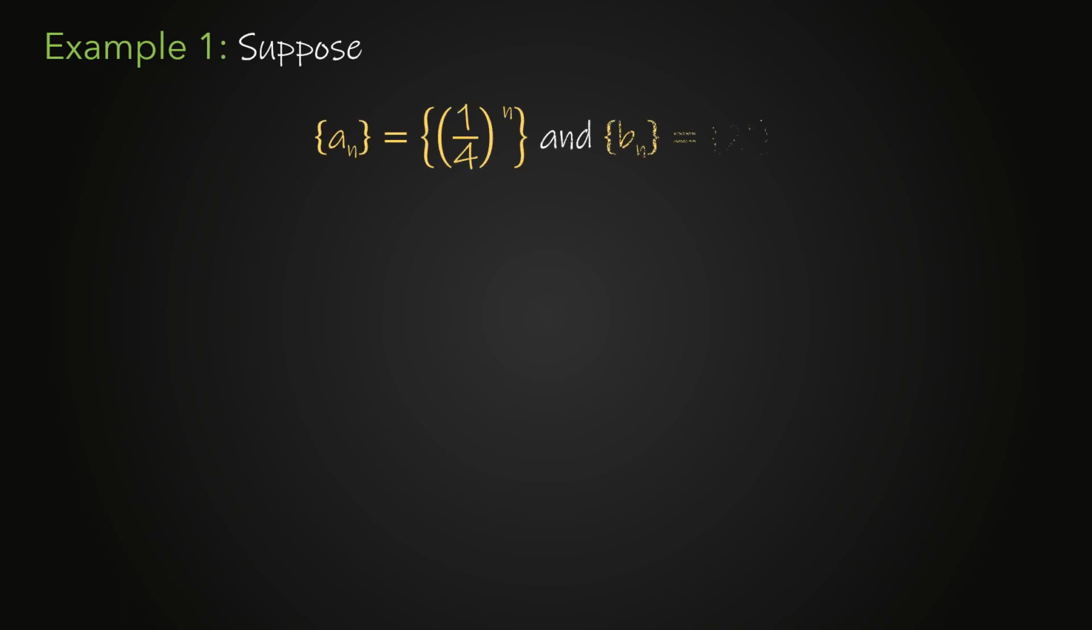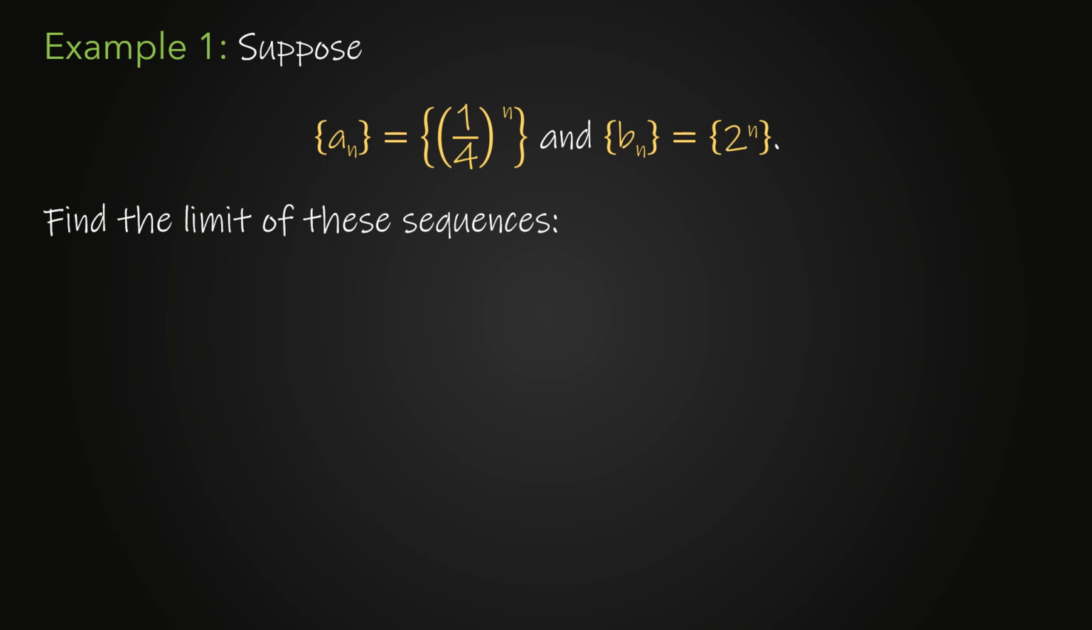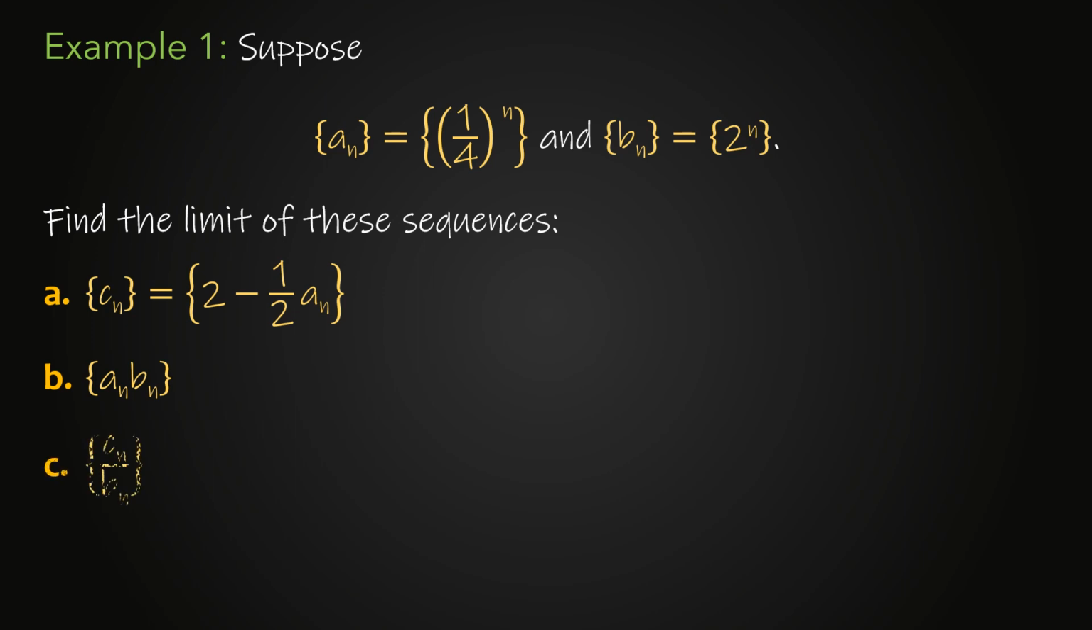Example 1. Suppose there are two sequences A and B. Find the limit of these sequences. A. Sequence C with the following general term. B. Sequence A times sequence B. C. Sequence C divided by sequence B. Solution.